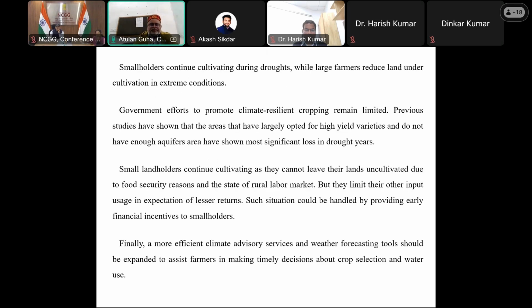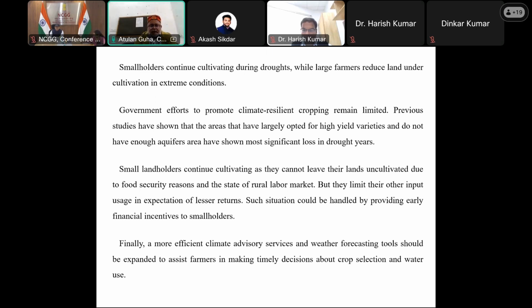And the small holders continued cultivating during the droughts, while large farmers reduced the land under cultivation in extreme conditions. So government needs to promote climate-resilient cropping, which is still limited. It has to be enhanced. How can we move from high-yield water-intensive grains to seeds that are more climate resilient, while on the other hand still getting high-yield varieties? That's a technological challenge, but we need to work that out.